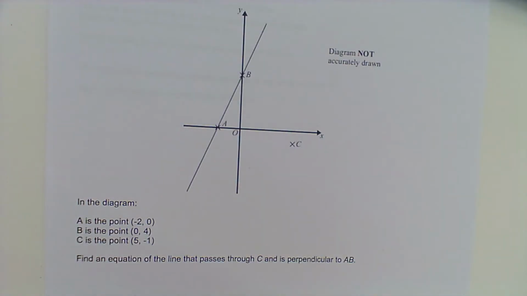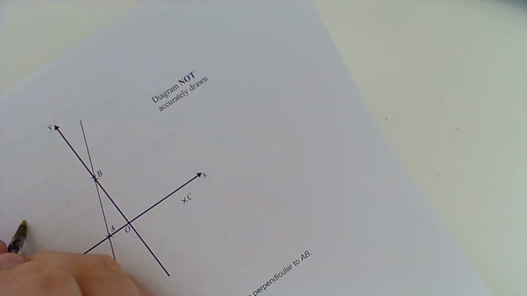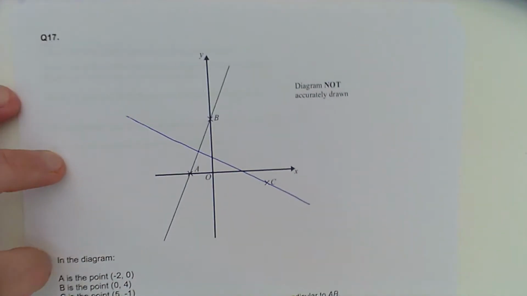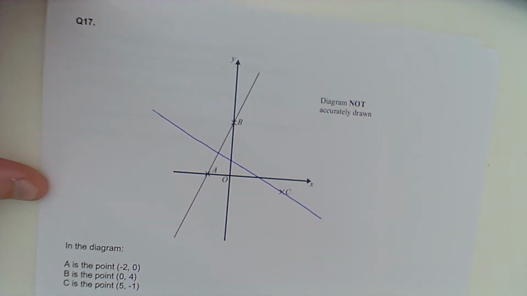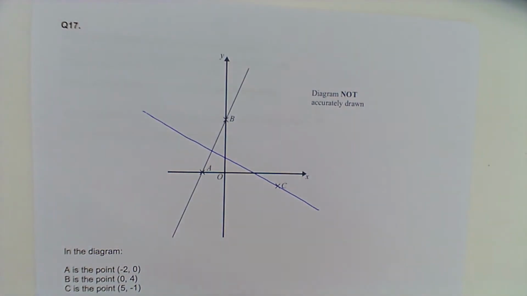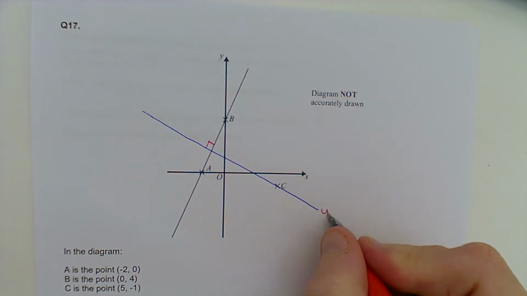Okay, question 17. It's a question where we've got the graph, and in the diagram we've got point A, point B, point C. And we want to find the equation that passes through C and is perpendicular to AB. So that means that this line is going to be going something like that. Okay, so remember, perpendicular means to be at right angles. So these are at right angles. Okay, so I want to find the equation of this line here.